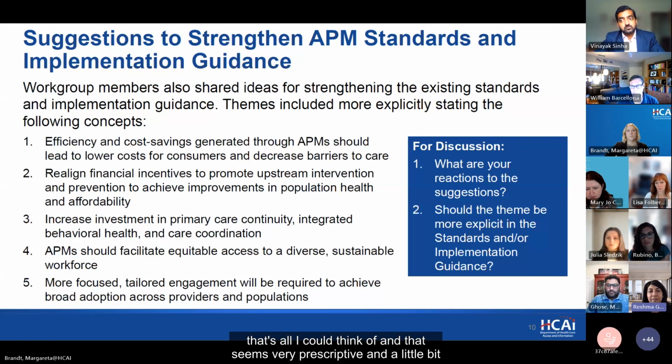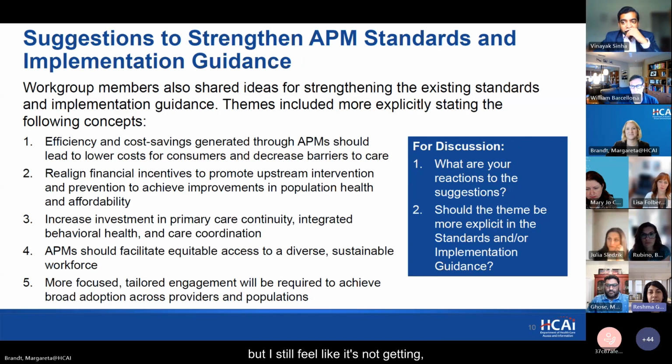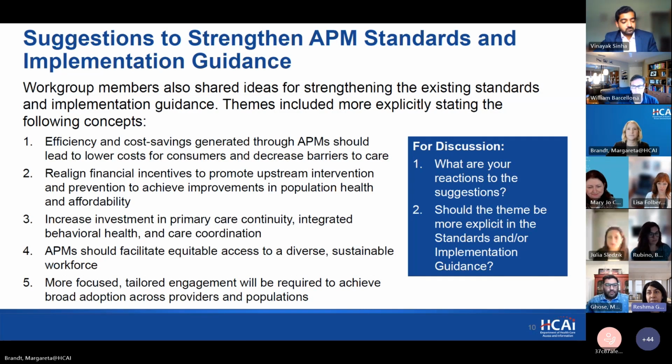I mean, that's all I could think of, and that seems very prescriptive and a little bit micromanaging. So I don't know where that balance sits, but I still feel like it could be glazed over pretty easily, and we won't change the outcome. That's my concern.